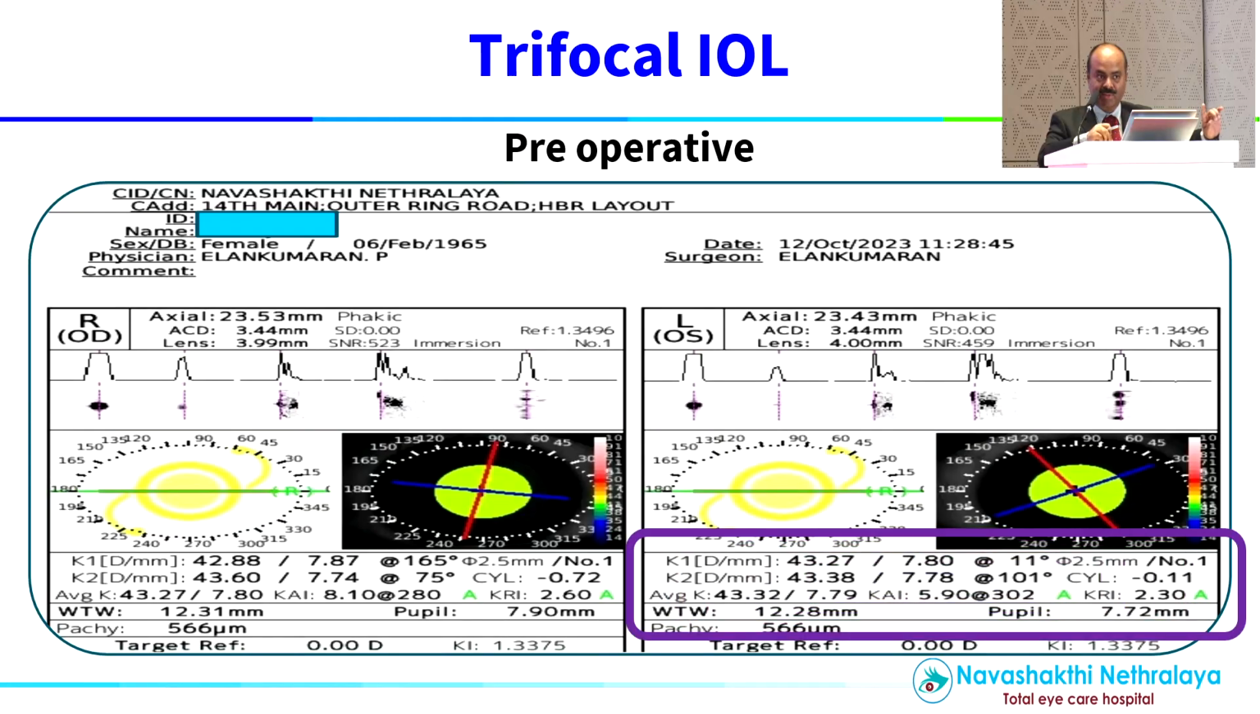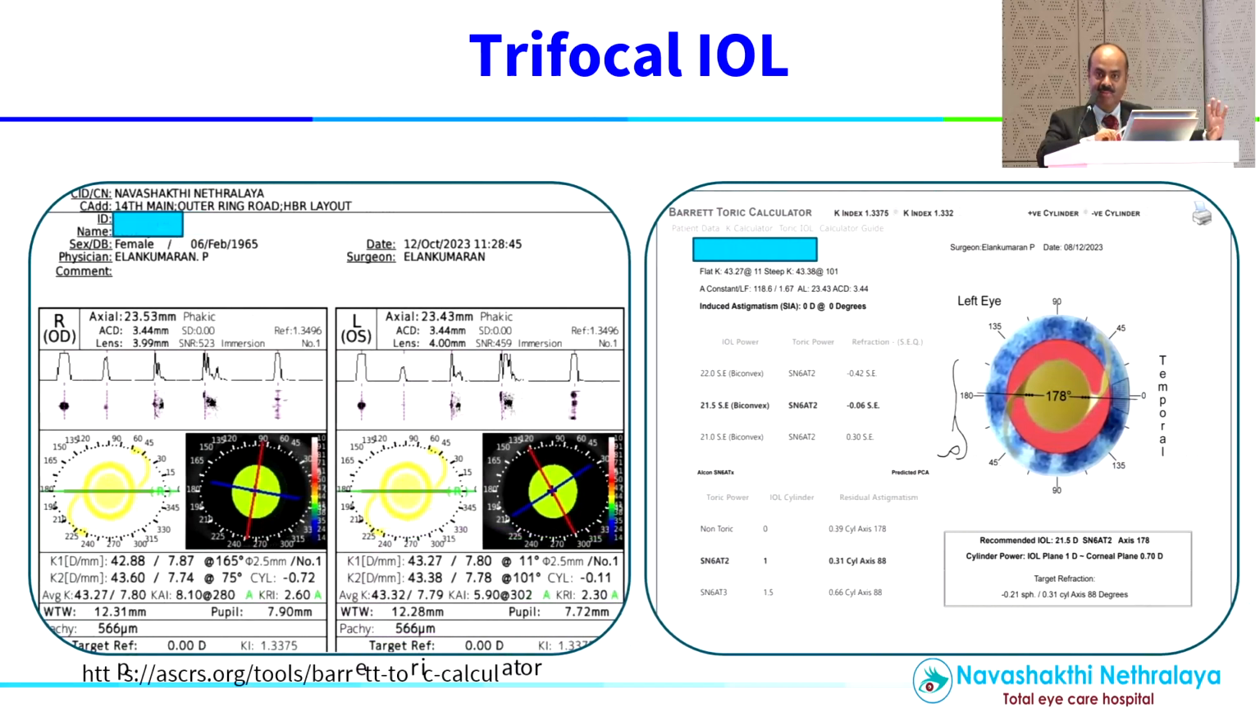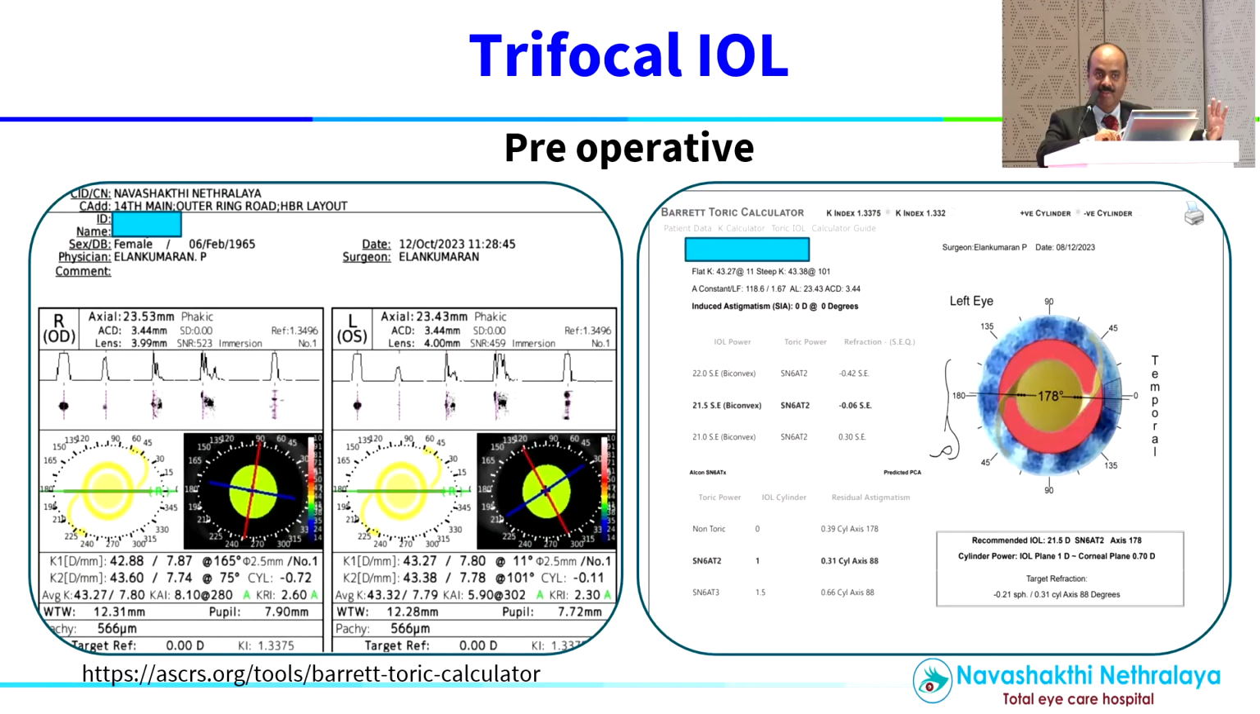This is my Tomy optical biometry. Nothing wrong with the right side. I would prefer to use a toric IOL. Look at what's happening in the left side, which I have marked. It just shows 0.11. But when the same thing is fed into a Barrett toric calculator, look at what's happening. It's asking me to use a T2.